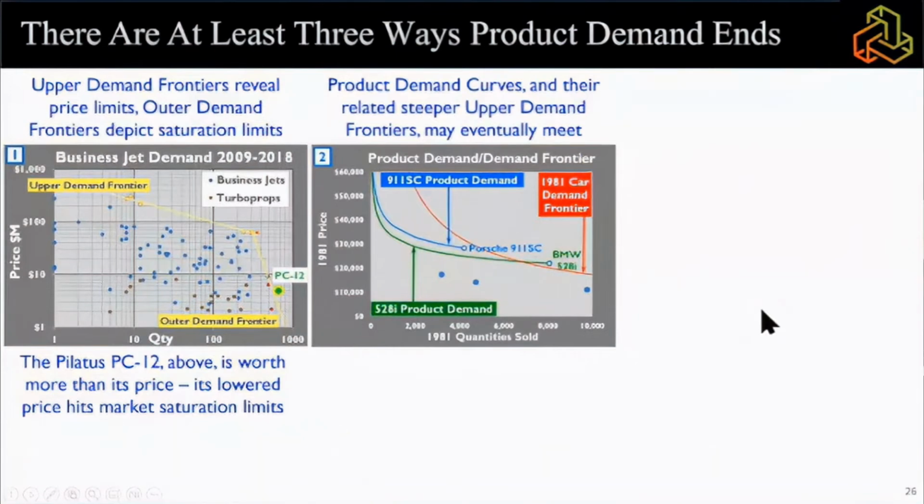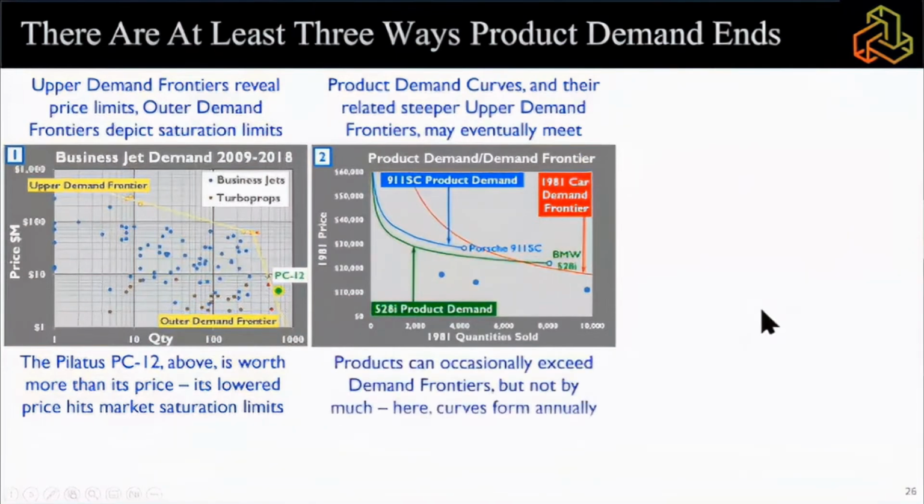And what you're discovering here then is that products can occasionally exceed the frontier. I mean, in order to form a curve, you've got items above, on, and below the curve. And so you're always going to have some products that are above the curve, but you're not going to exceed it by much. And in this particular market, these particular curves form annually. Every year you'll see a curve like this.